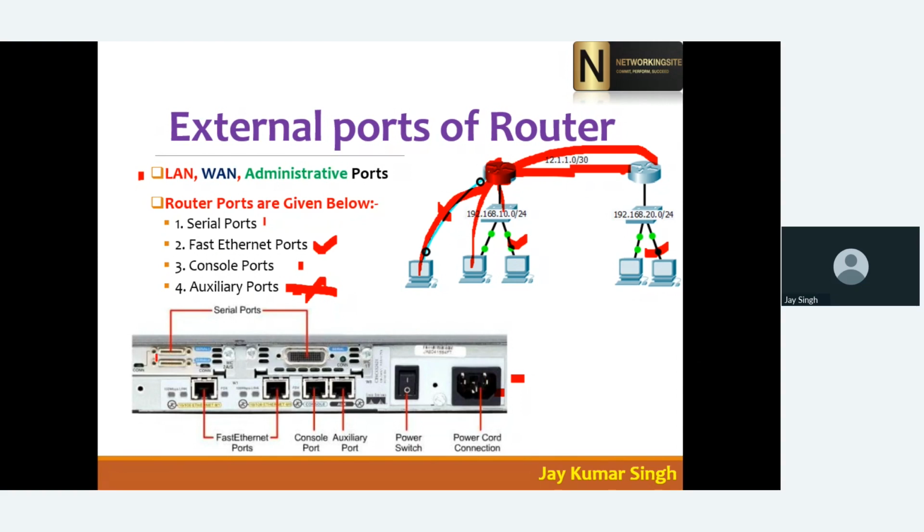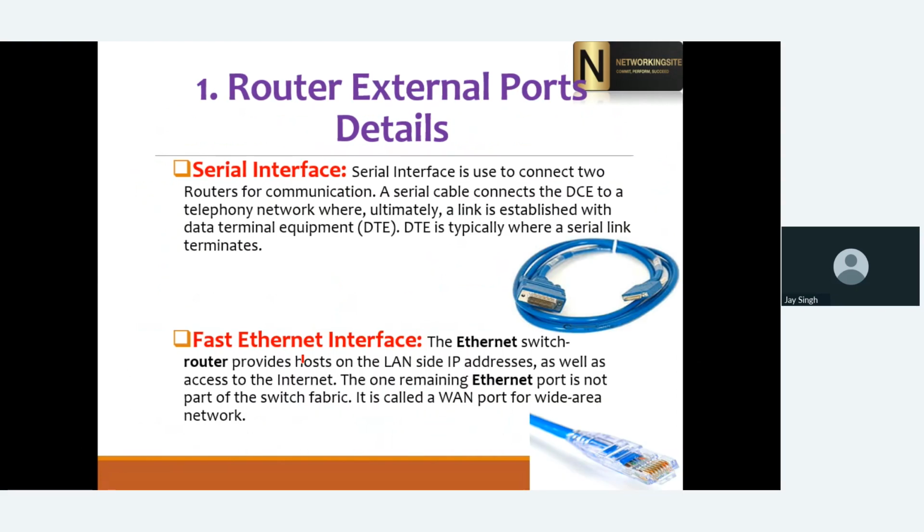Now here you have seen that we have serial port, but we have two types of serial ports. Okay, so let's have the port information and the cable information. So here we have serial port, and serial port uses serial cable for connecting your router to router. So each serial port has two endpoints. Okay, one is known as DCE and the second one is known as DTE.